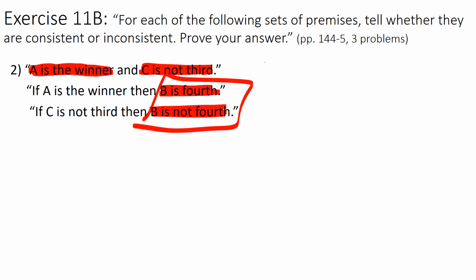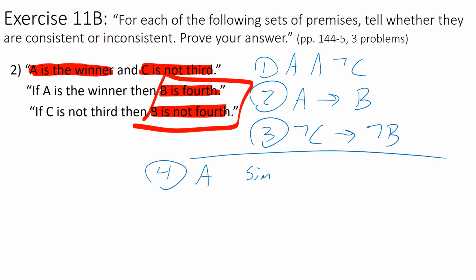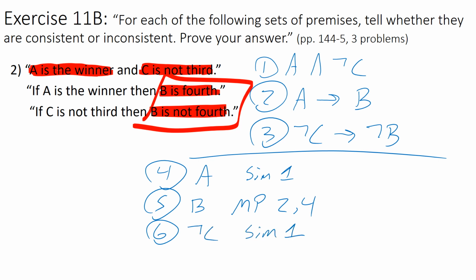So for our first premise, we have A and not C. Second premise, we have if A, then B. Third premise, we have if not C, then not B. So for a fourth sentence, we can get A by the simplification of 1. For a fifth sentence, we can get B by modus ponens with 2 and 4. For 6, we can get not C by the simplification of 1. For 7, we can get not B by modus ponens with 3 and 6.